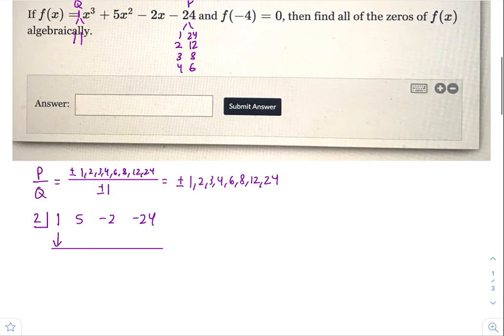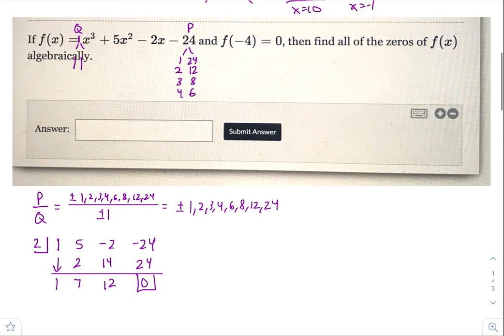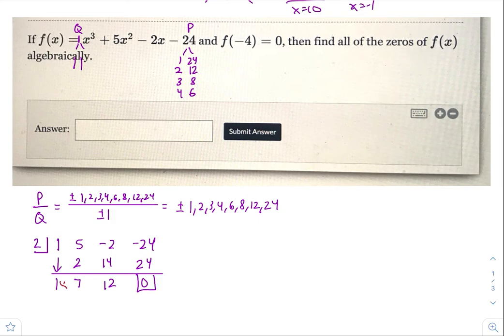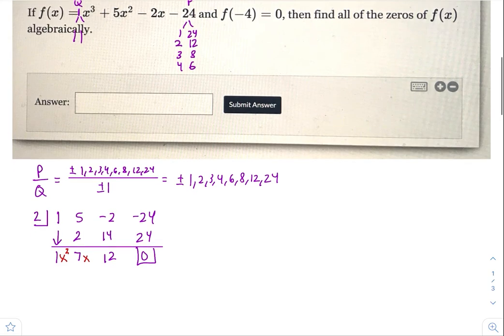I'm going to try 2. 1 times 2 is 2. 2 plus 5 is 7. 7 times 2 is 14. 14 plus negative 2 is 12. 12 times 2 is 24. Perfect. Now, the leading coefficient was x to the third, so now it's 1 less than that: x to the second, then x to the first, and then x to the 0. So here's our polynomial.